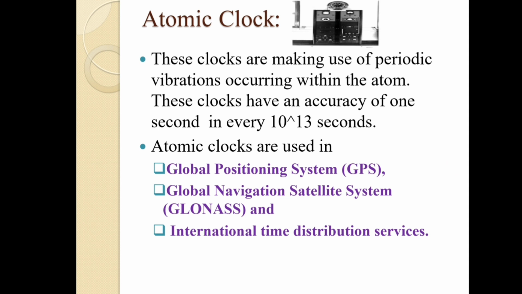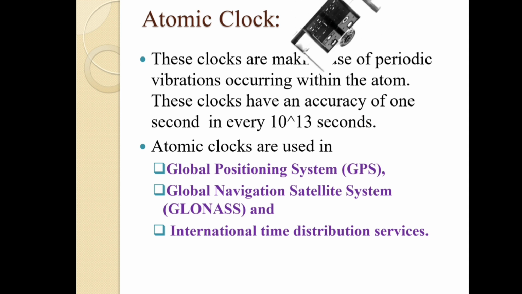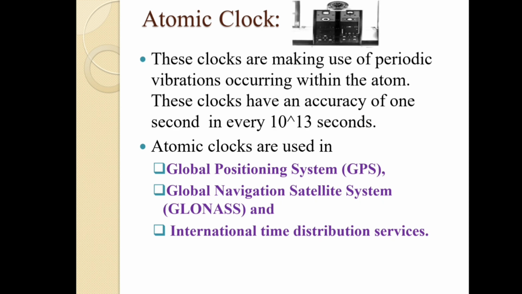Global Navigation Satellite System is space based on satellites. It provides an alternative to GPS and it is the second navigational system. International Time Distribution Services are used for time and frequency transfer, and it describes the mechanism for comparing the measurements of time and frequency from one location to another. So these are the uses of atomic clocks.